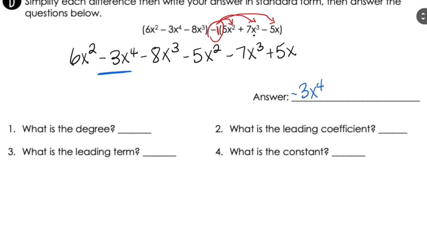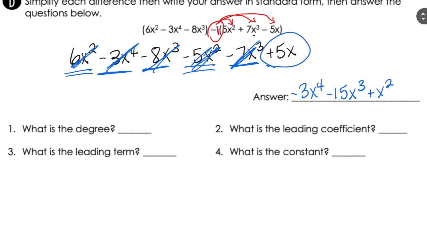So now I'm looking for my next term, which would be -8x to the third power and -7x to the third power. I add those and I get -15x to the third power. Cross those out. Now I'm left with 6x squared and -5x squared. I add those and I get +x squared. Cross them out. And I'm just left with +5x. So that's my answer in standard form.